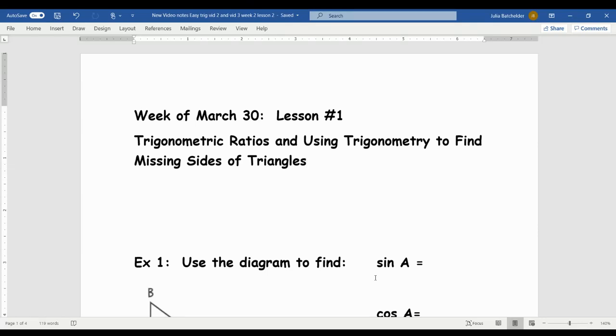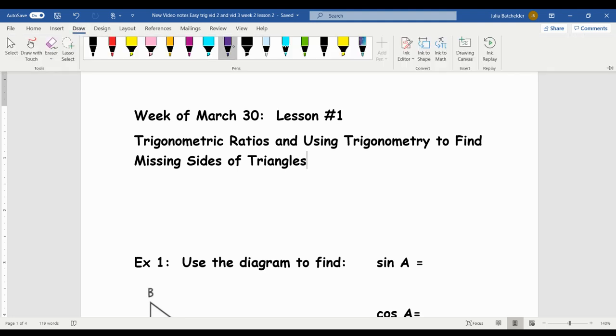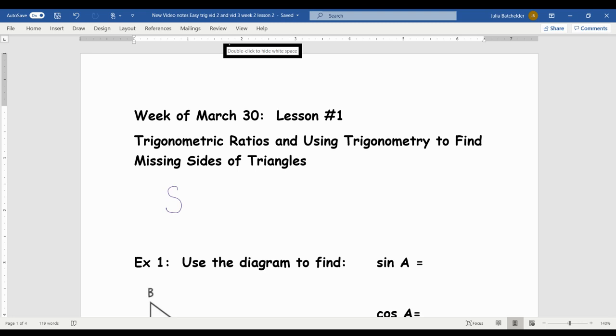So this is a video, and we are going to talk about using trigonometric ratios and trigonometry to find missing sides of triangles. So the beginning part we're talking about are ratios, and you should have gotten out of the last lesson that there is a relationship between the sides and angles of a triangle. If you are looking for the sine, you are looking for the opposite side over the hypotenuse. If you are looking for the cosine of an angle, you're going to take the adjacent side over the hypotenuse. And if you're looking for the tangent, you're going to take the opposite side over the adjacent side.